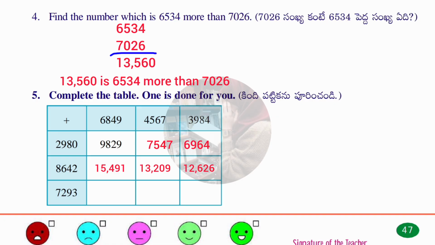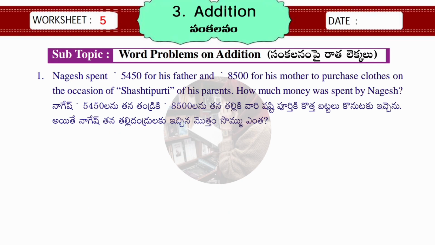7293 plus 6849 equal to 14142. Next, 7293 plus 4567 equal to 11860. Next, 7293 plus 3984 is equal to 11,277. Understood, guys? Let's move on to the next worksheet, that is worksheet number 5.